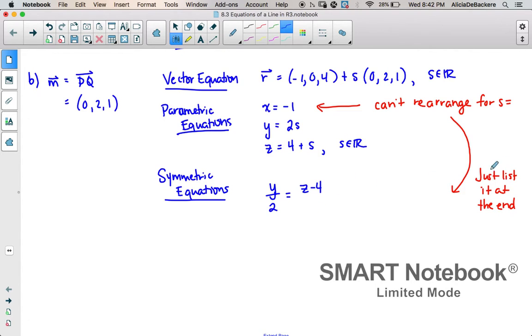And then what we do, because we're just listing this other restriction basically on x, we're just going to put a comma between these two equations and say that the x value has to be -1. And that's a different look for our symmetric equations.